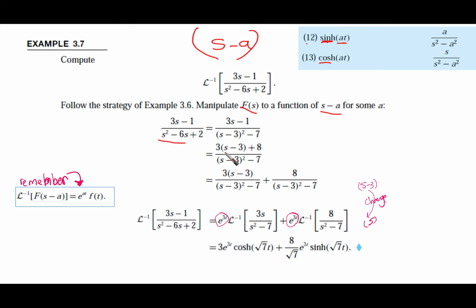So now we have what? s minus 3 here. We have s minus 3. Okay, this means that there is shifting in s. Shifting in s. We are going to decompose it into two terms. So the first term is 3s minus 3 over the same denominator, and here 8, this one, over the same denominator. Now this is easy, look to it: 3s minus 3 over (s minus 3) to the power 2 minus 7. Right? So now, can you look to this?